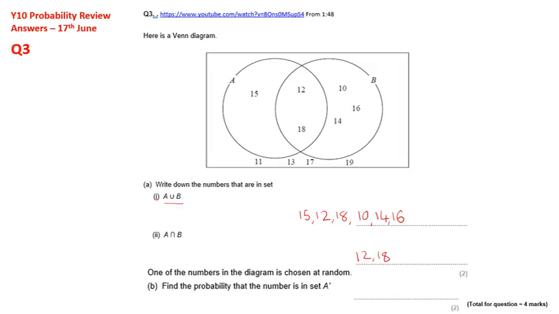Next, one of the numbers is chosen at random. We want the probability that the number is in set A dash. This means not A, so this is the probability that it's outside of the circle of A. So we've got 1, 2, 3, 4, 5, 6, 7 numbers that are outside that circle, out of those 7 plus 3 numbers, 10 numbers altogether. So 7 out of 10, 0.7, 70%. Okay, that's the probability the number is not in set A.